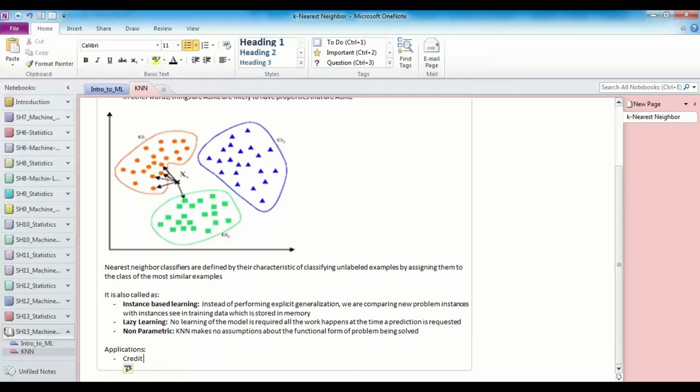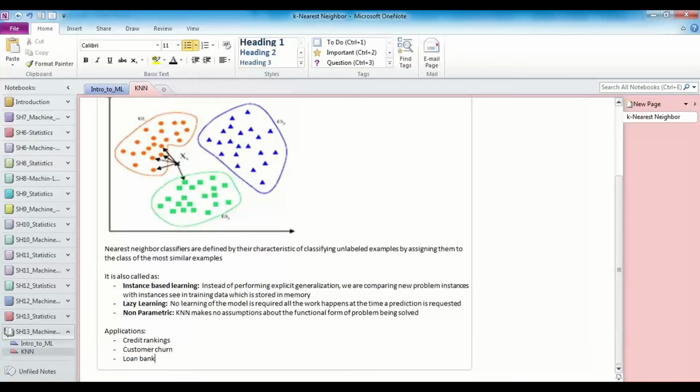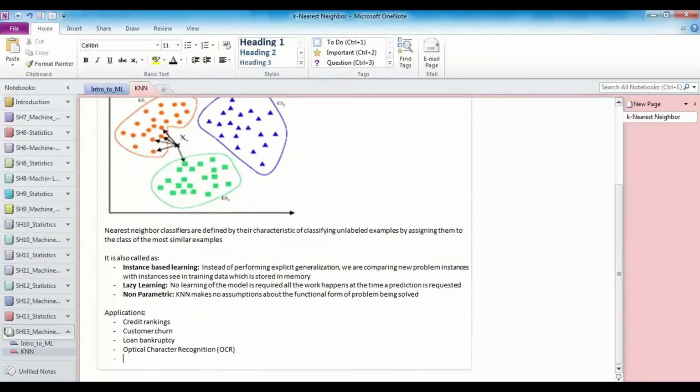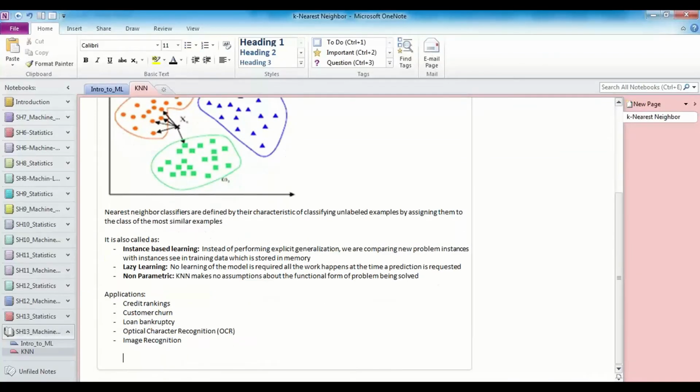Generally, historically k nearest neighbors have been used on credit rankings, on customer churn, and on loan bankruptcy predictions, and sometimes, interestingly, on OCR. What does OCR mean? Optical character recognition, and image recognition sometimes too. Are you clear about them? Even though it's very simple and fundamental in nature, these are the best use cases that you can think about the moment you see k-nearest neighbor.